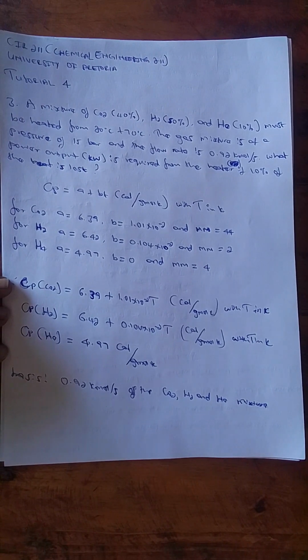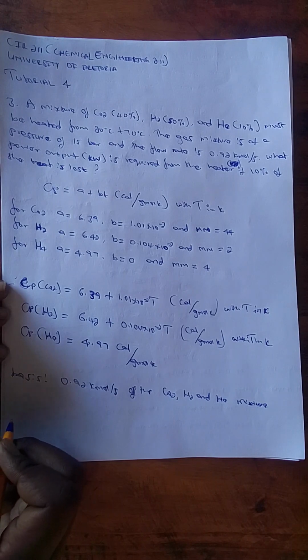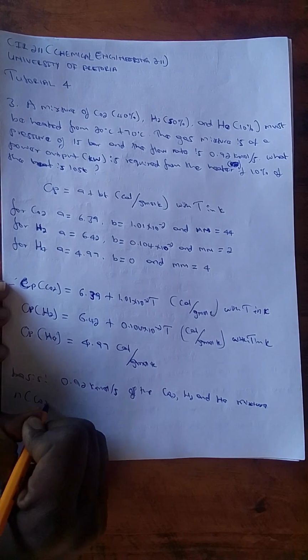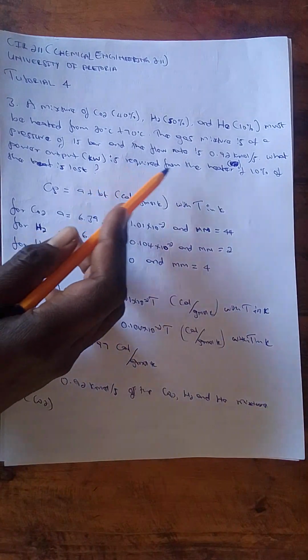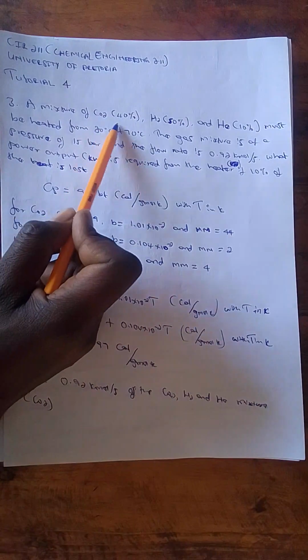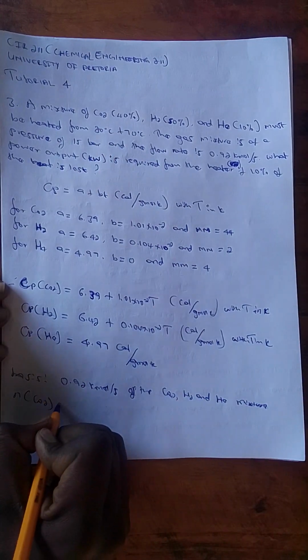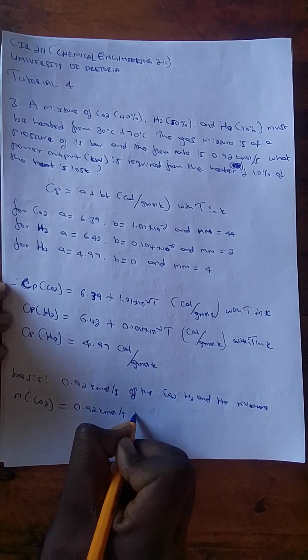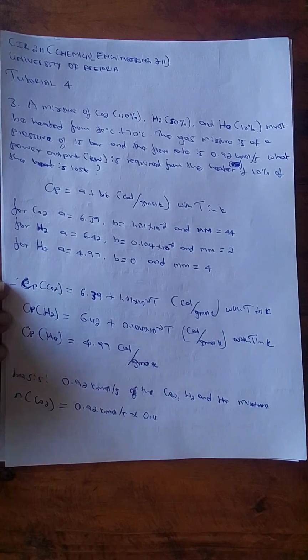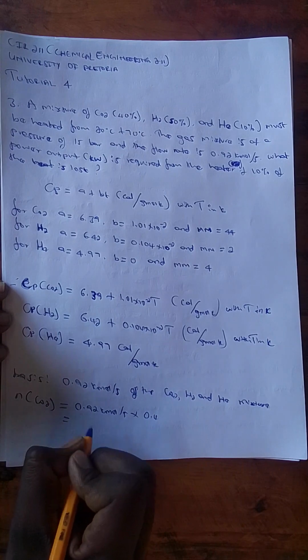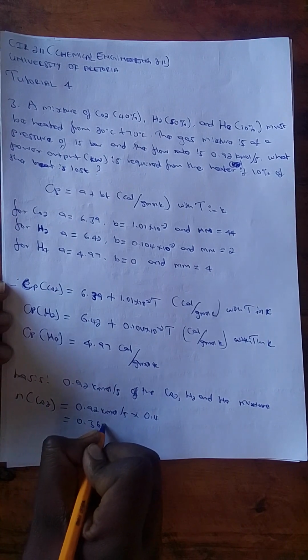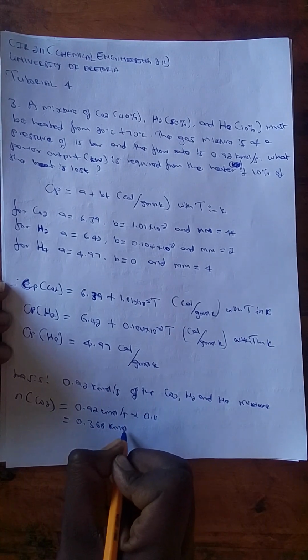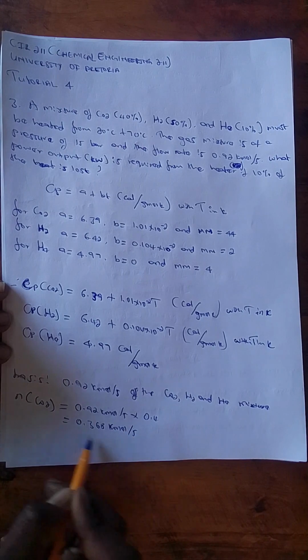If that is the case, then it's important that we calculate the individual number of moles of all these gases. Let's start with CO2. We are told that out of the 0.92 kilomole per second, CO2 is 40%. So the number of moles of CO2 is equal to the total, 0.92 kilomole per second, multiplied by the mole fraction 0.4. If you use your calculator, that gives you 0.368 kilomole per second. This is the CO2 flow rate.